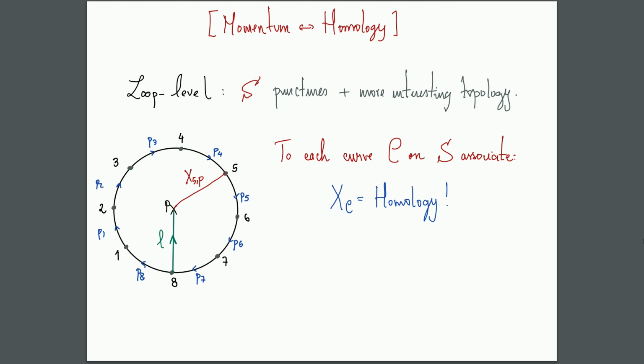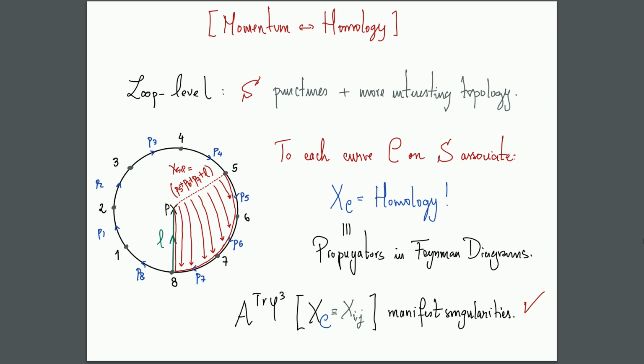But from the moment that I do this, any other curve that I draw on the surface, I can read off its kinematic variable just by homology. So for example, that curve from 5 to P, x5P, once more I can deform it into a boundary curve and I can read off its momentum. And also at loop level, these curves are precisely in one-to-one correspondence with the propagators appearing in Feynman diagrams, and so writing the amplitude in terms of these variables makes the singularity structure manifest.